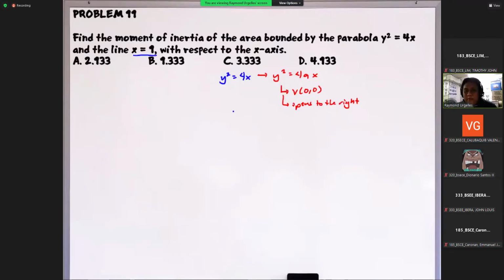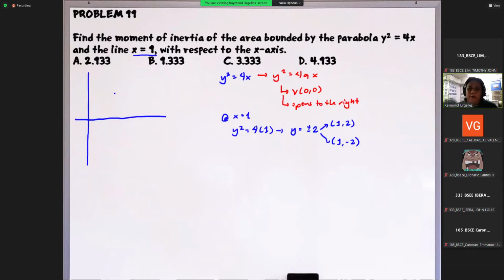So kunin natin yung boundary niya. Boundary is the line x is equal to 1. At x is equal to 1, we have y squared is equal to 4 times 1, which will give us y is equal to plus or minus 2. Which means, this is the point (1, 2) saka (1, -2). Pag ginraph natin siya, ganito yung kalalabasan. Makikita natin wala naman tayong limitation tungkol dun sa quadrant. Therefore, buong parabola yung consider natin dito. Meron kasing ganito rin problem, tapos ang nakalagay lang first quadrant, so ingat kayo dun. Okay?